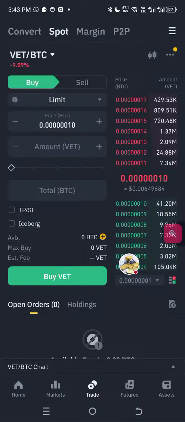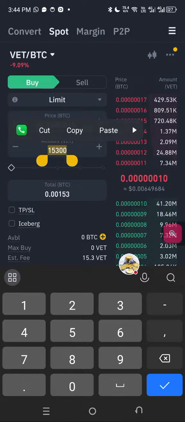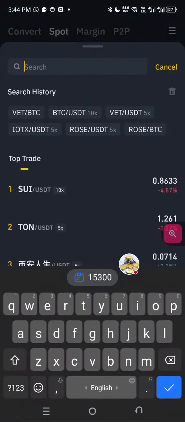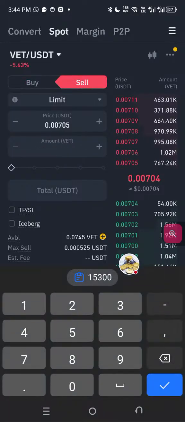Okay, so let me quickly move with this. I'm supposed to buy this. Okay, so that gave us 15,000. Let's copy that. So we are going to sell to VET USDT. Okay, now we're just going to sell to VET USDT.